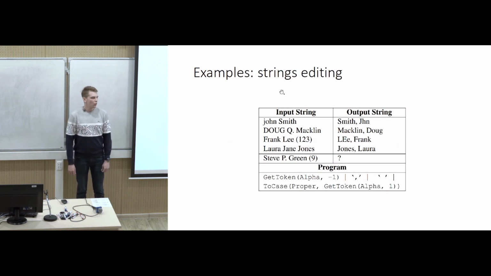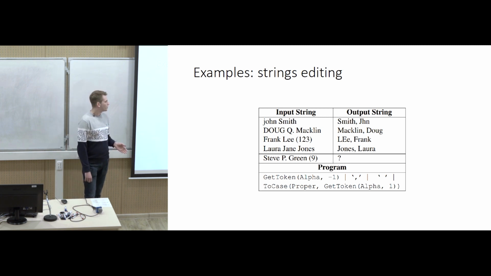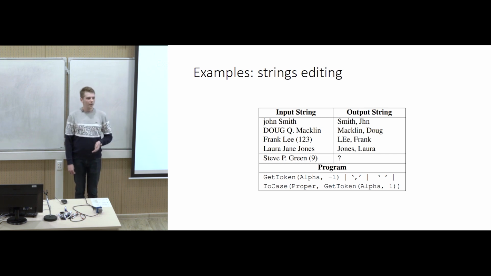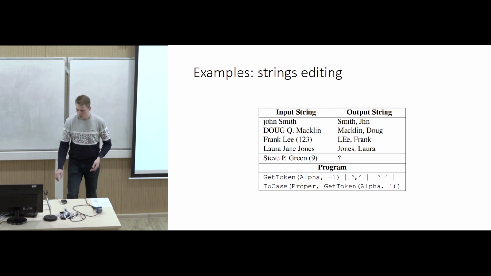So going into examples, the first one is really common for all of us. It's an example like in Microsoft Excel spreadsheets, where we have a small number of input-output strings, and we'd like to perform the same transformation for a large set of input strings for which the output string isn't provided.